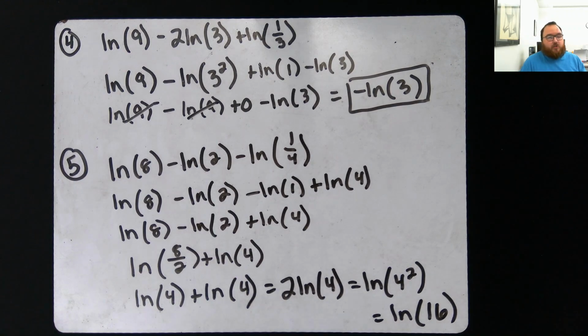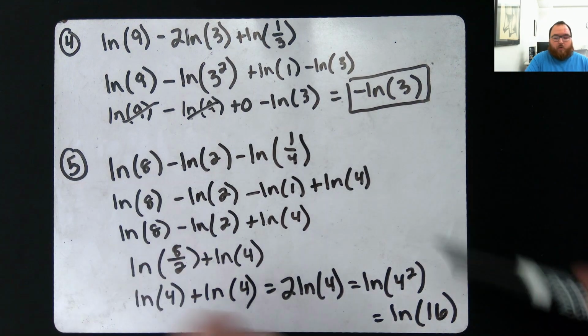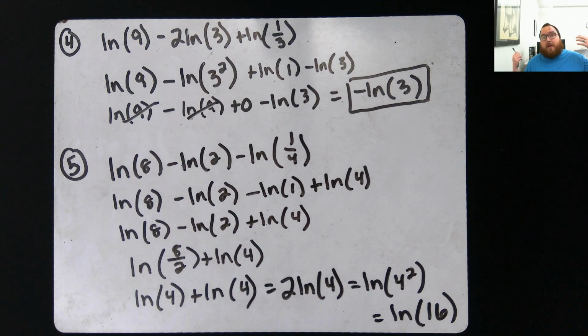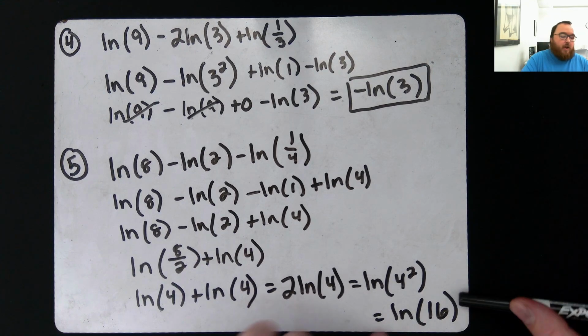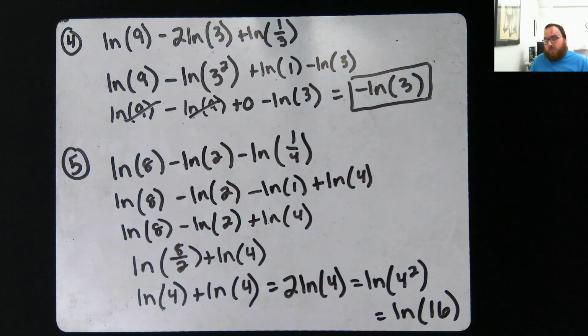So like I said, these are just rules that can help us from having a bunch of terms to having only one term, or sometimes it may be actually helpful to start out with the one term and break it into a bunch of smaller terms. These rules help us do just that.